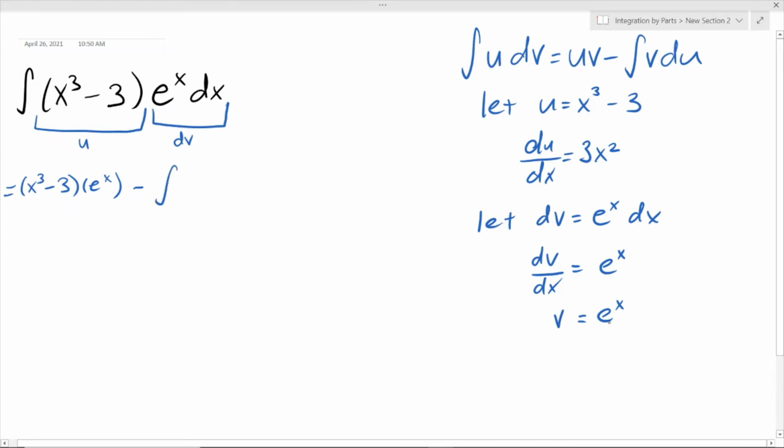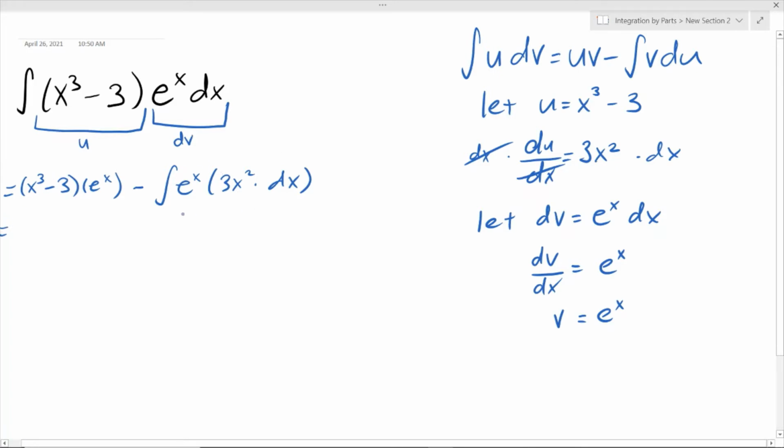So v is e to the x, so I'm going to write e to the x, and then du. Here du over dx is 3x squared, so if you rearrange and multiply both sides by dx, then du is going to be equal to 3x squared times dx. So this is going to be 3x squared times dx, just like that.